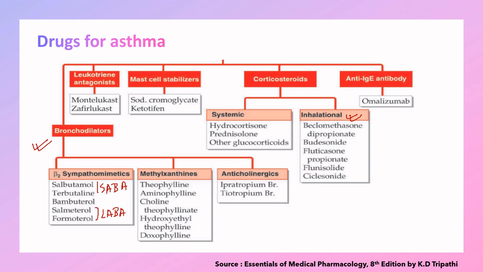The systemic form is reserved for refractory as well as for more severe cases. In inhalational form, you have drugs such as beclomethasone, budesonide, fluticasone. In systemic, you have hydrocortisone, prednisolone, and another novel class of drugs which are the anti-IgE antibody, and the drug that we have is omalizumab.